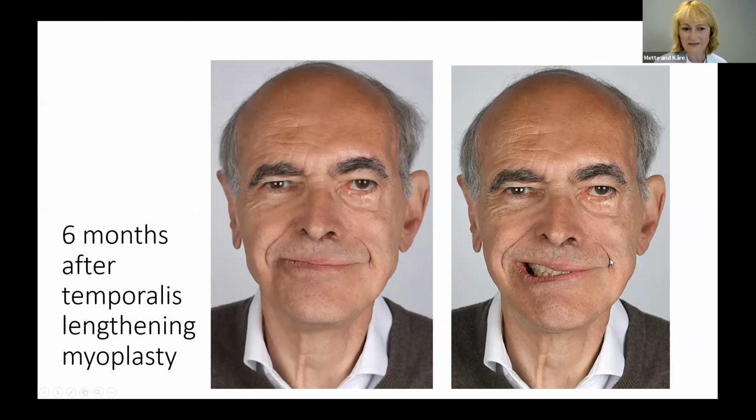This is he after a temporalis lengthening myoplasty. The insertion will be here at the nasolabial fold, which is nicely mirrored to the healthy side. And this is where the pull is. So for a closed mouth smile, the symmetry is actually quite good. You can note here that there's no extra bulk around the zygomatic arch.